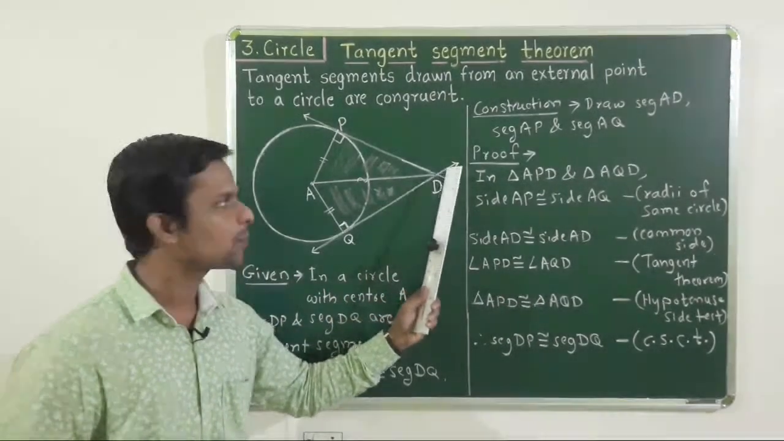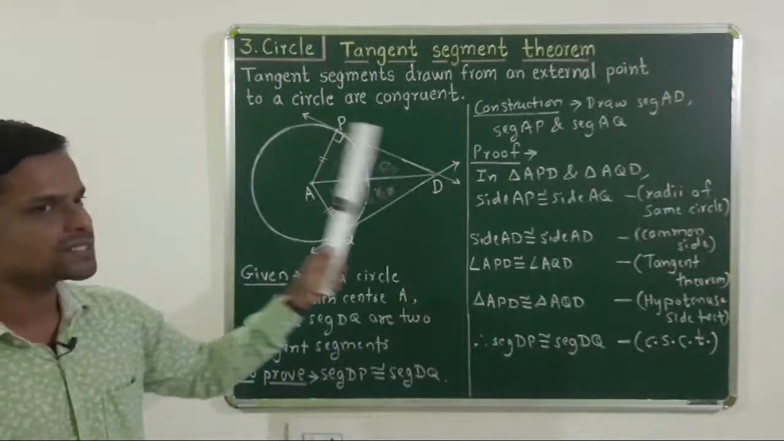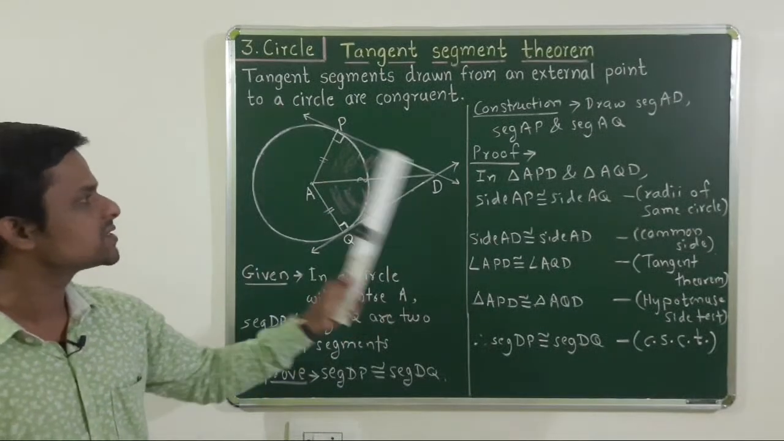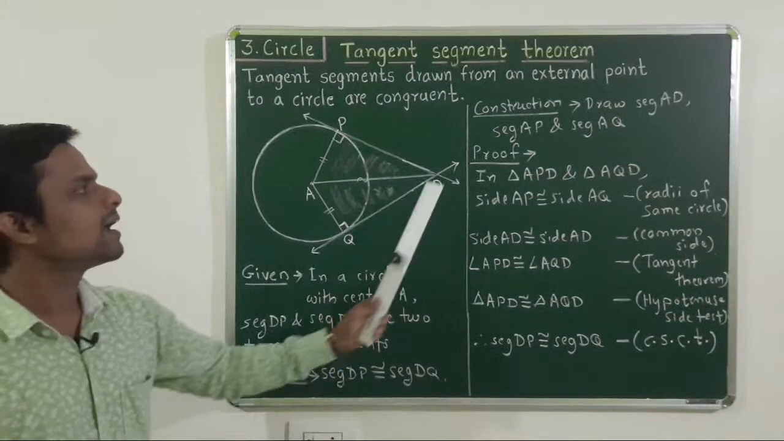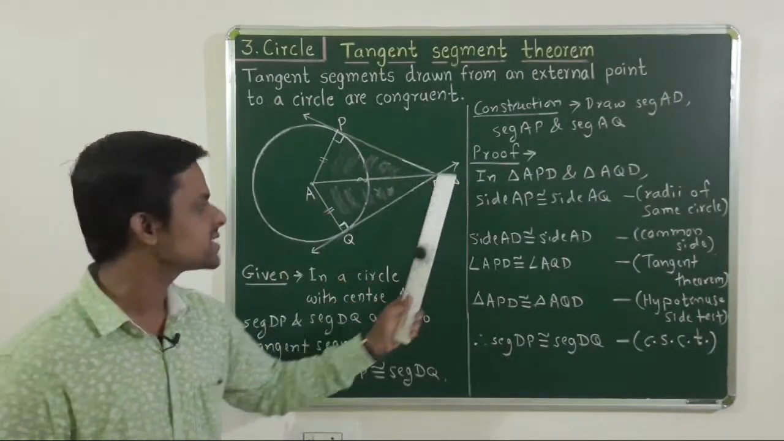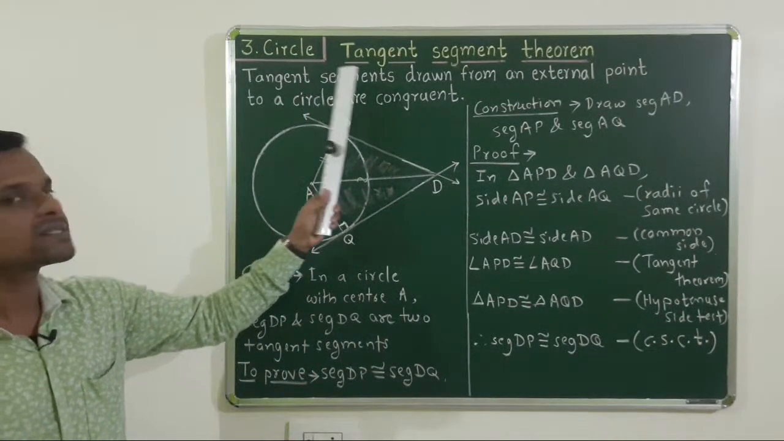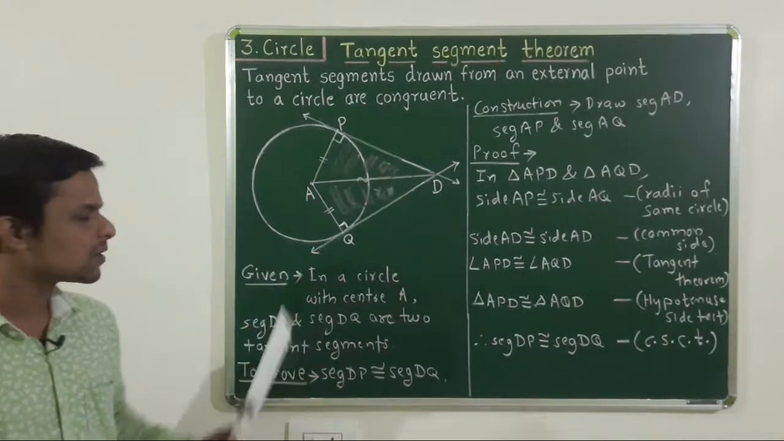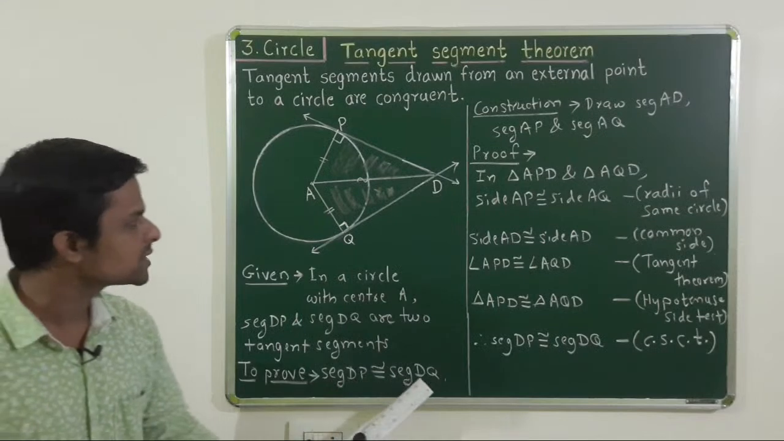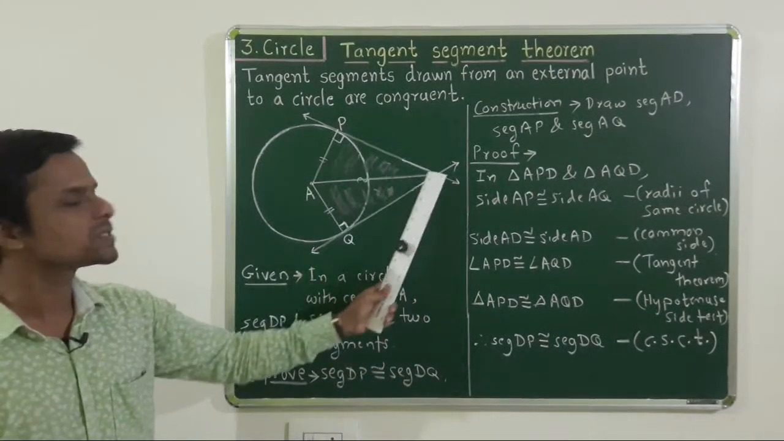Point D is an external point to the circle and there are two tangent segments. Line DP and line DQ are two tangents, and segment DP and segment DQ are two tangent segments. Now we have to prove these two tangent segments are congruent, that is segment DP is congruent to segment DQ.